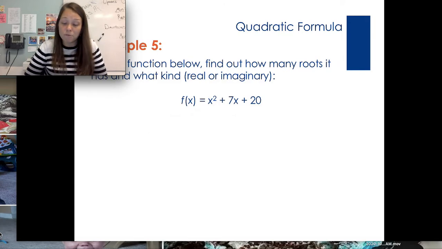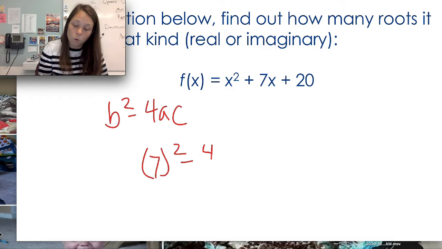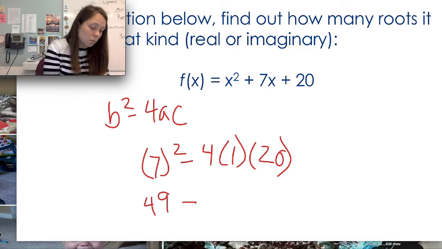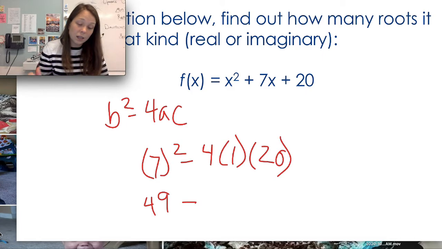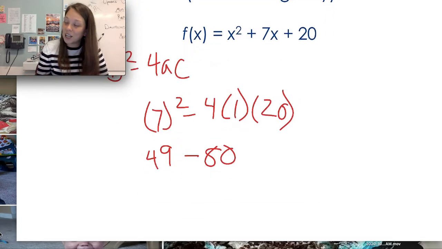Last one, example 5. Applying our discriminant formula again here, we get 7 squared minus 4 times 1 times 20. When I do this, 7 squared is 49. 4 times 20 is 80. Force of habit, I guess. 49 minus 80 is negative 31.